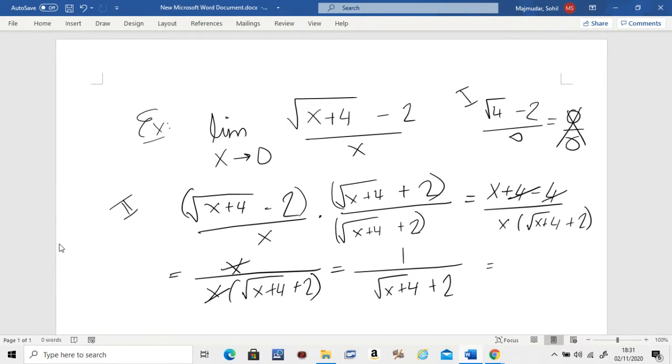And then in place of x, you plug in the 0. Then what do you get? Square root of 4, which is 2, which is 1 over 4. So the answer to the given problem is 1 over 4. So any such problem, try to do it in 2 steps, and you will get the answer. Any questions, you can type below, and I will try and answer.